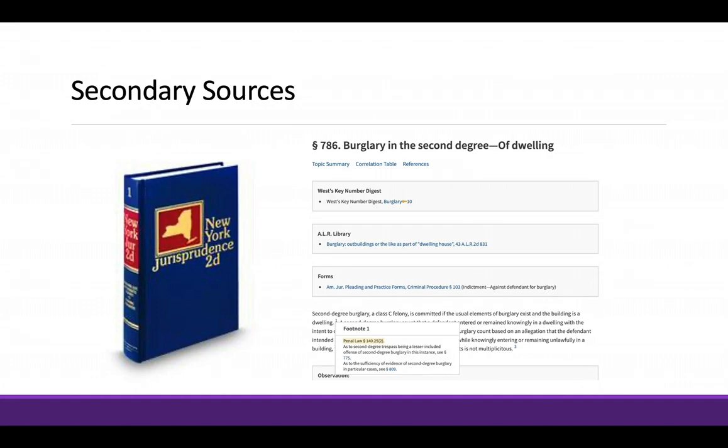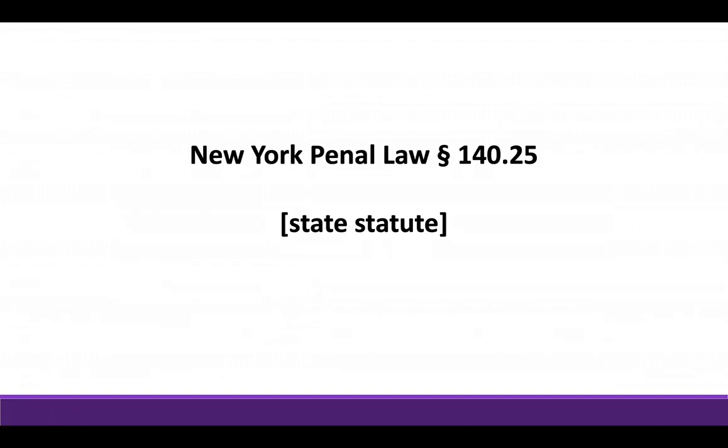Secondary sources can identify and point you toward a relevant title, chapter, or specific statutory section. A secondary source has identified New York Penal Law Section 140.25 as the relevant statutory section for second-degree burglary in New York State. Let's retrieve this statutory section on Westlaw.